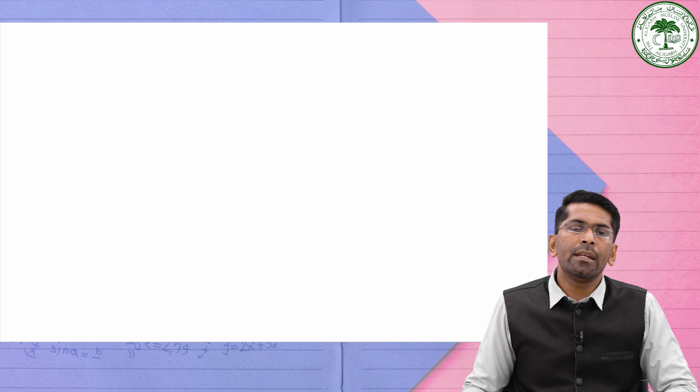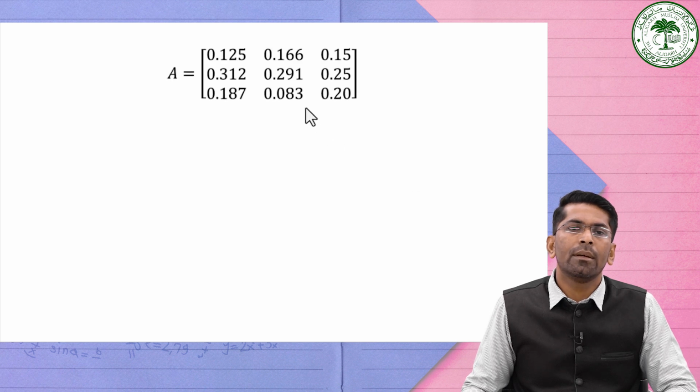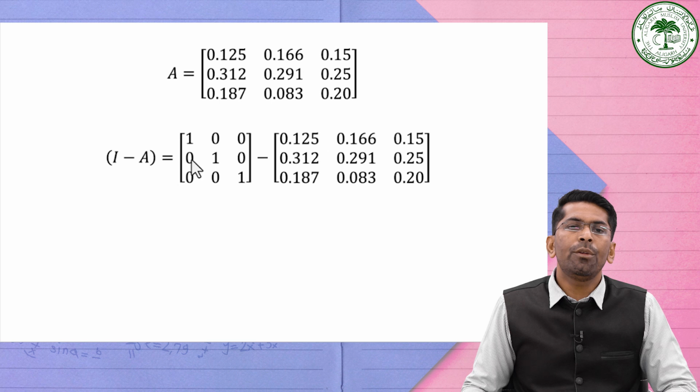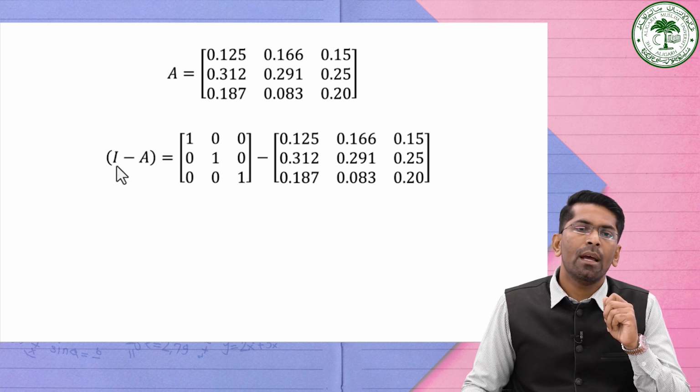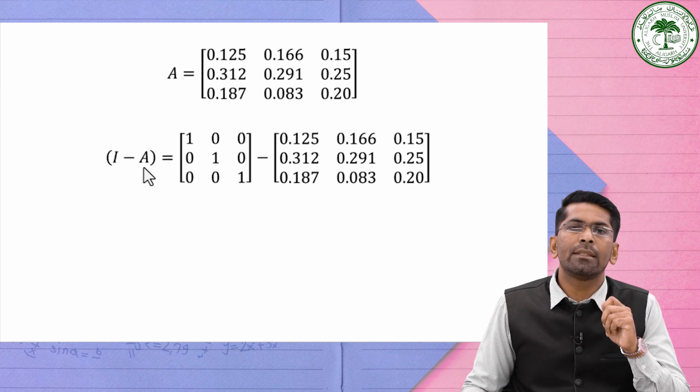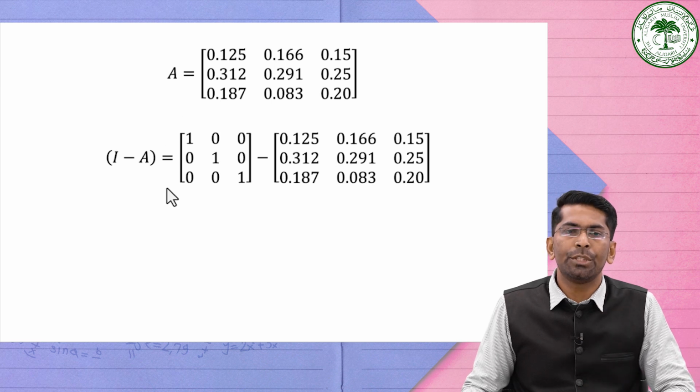Now after finding the technical coefficient matrix A, we are going to find I minus A, because finally we want to find the output of each industry here. That is the identity matrix minus the given coefficient matrix A. We introduce the identity matrix of size 3 by 3 because matrix A has the 3 by 3 order.